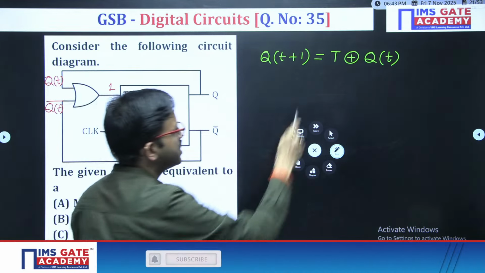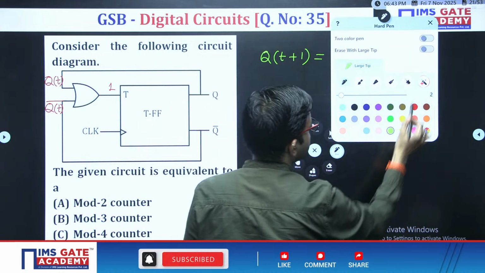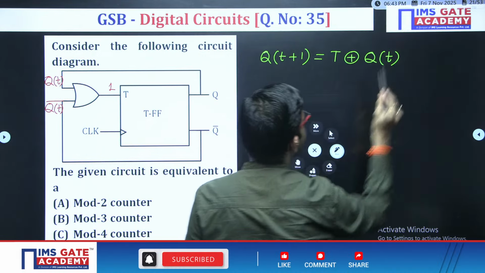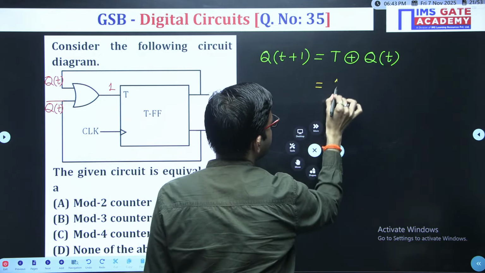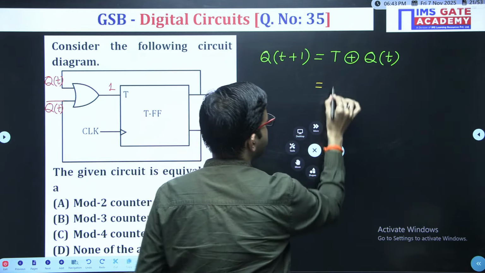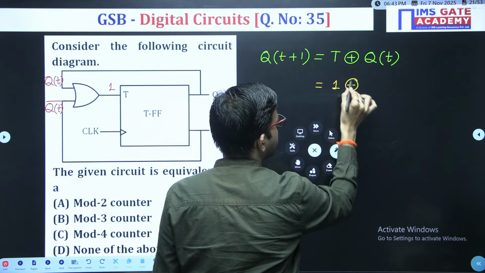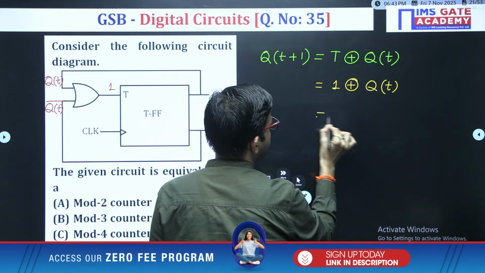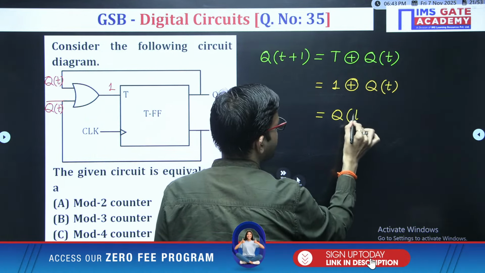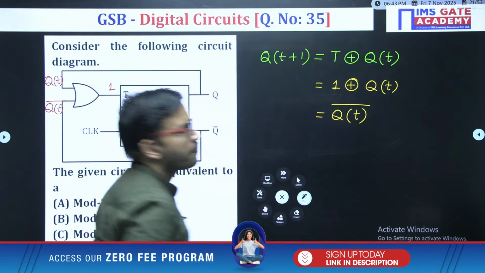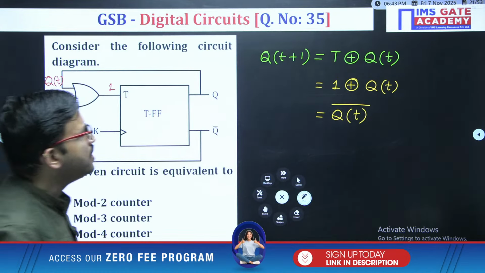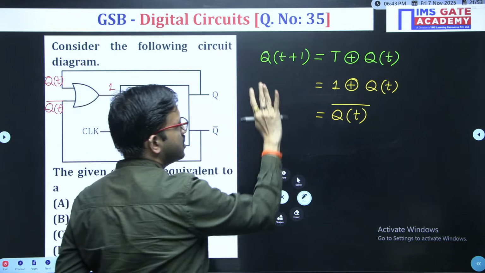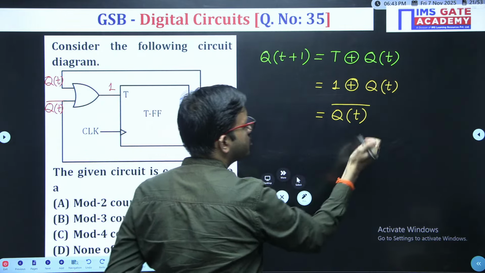Now you can substitute that T value here. T value you are getting as 1. So 1 XOR Q, that is nothing but Q bar. 1 XOR Q is nothing but Q bar. Now, what did you get? Very simple. The final characteristic equation, you got Q of t plus 1 equal to Q of t bar.